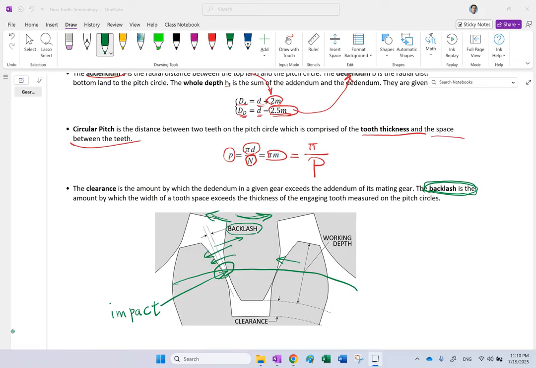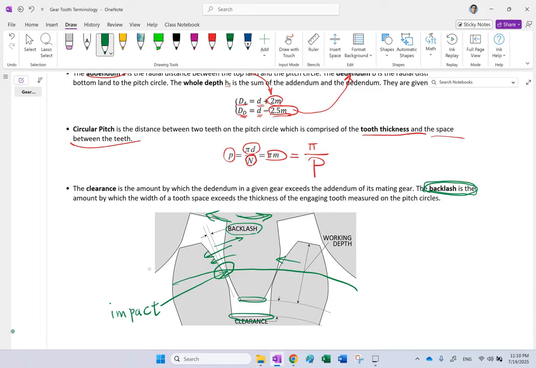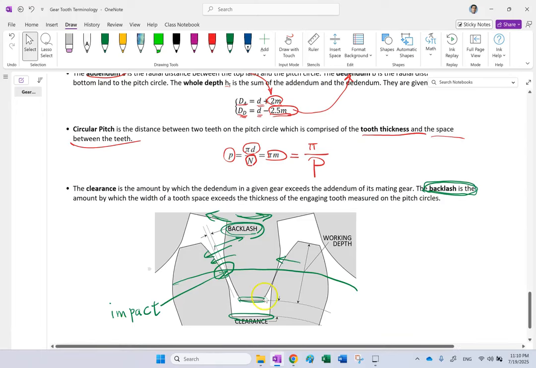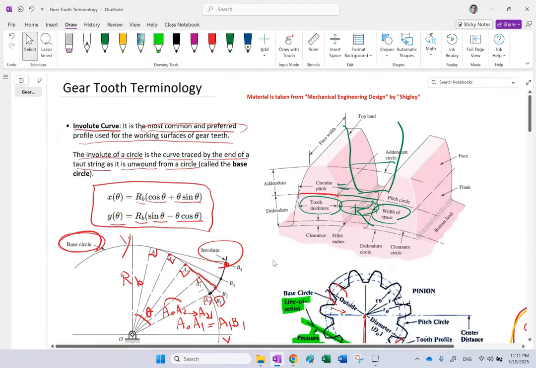Okay, so backlash is very critical. And clearance, we define it, clearance is the radial distance between addendum of one and dedendum of the other one. This is the radial gap that you have between the teeth. The tangential gap that you have between the teeth is called backlash. So hopefully now you can see the difference between backlash and clearance, because these two are very, very important when it comes to meshing gears.